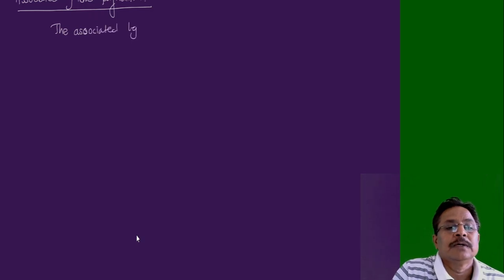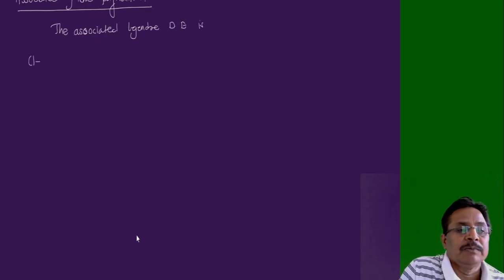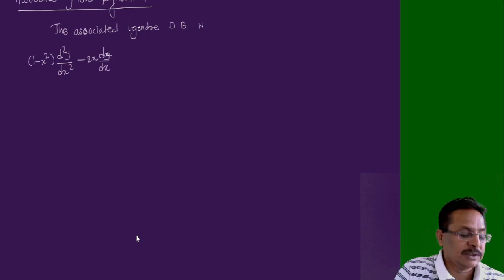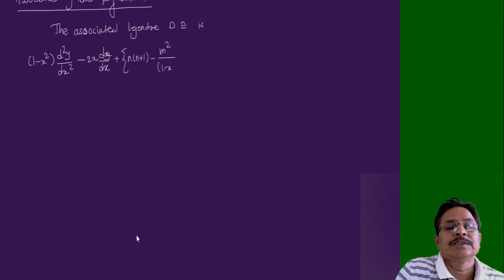Now the associated Legendre differential equation is, can anyone tell me? This is (1 minus x square) into the bracket d square y upon dx square. This is my first term, minus twice x into dy by dx. This is the second term, and the last term is n into (n plus 1) minus m square upon (1 minus x square). This bracket complete into y is equal to 0. Call this equation 1.